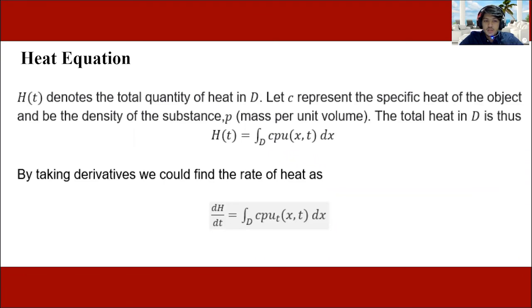H(t) denotes the total quantity of heat in D. So let c represent the specific heat of the object and rho be the density of the substance. The total heat in D is thus as in the equation below. By taking the derivative, we could find the rate of heat as below.